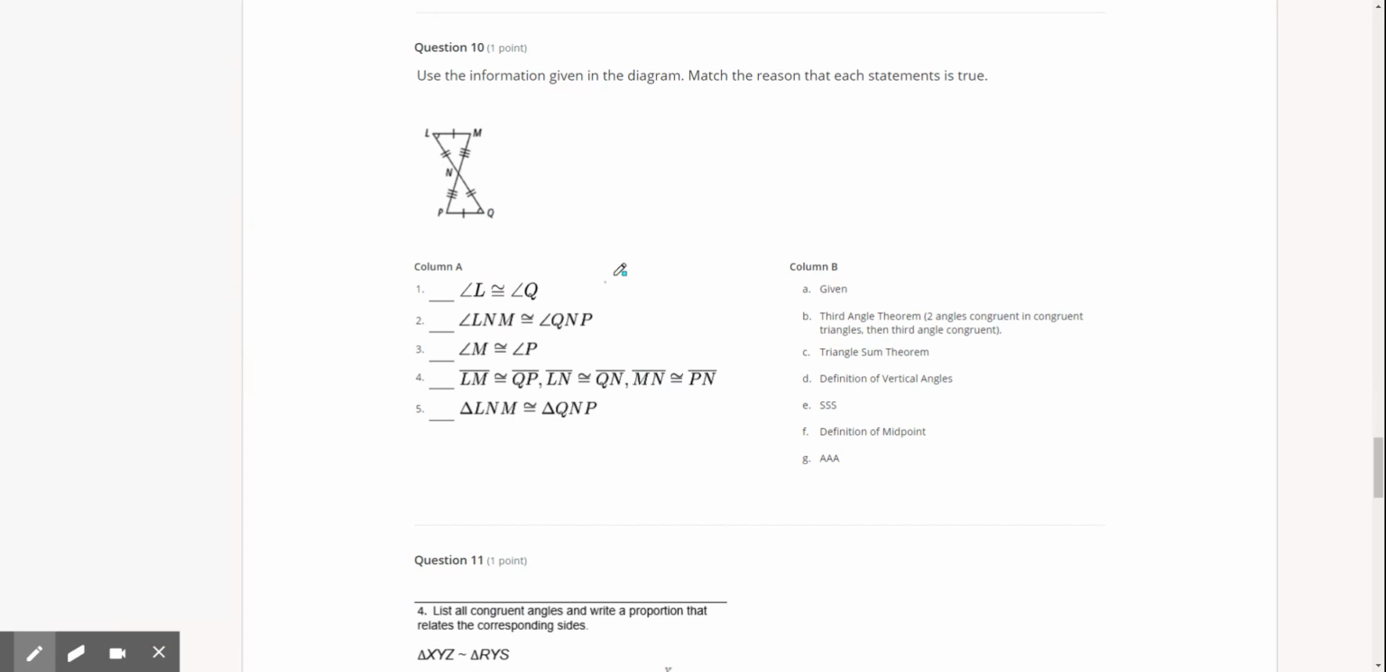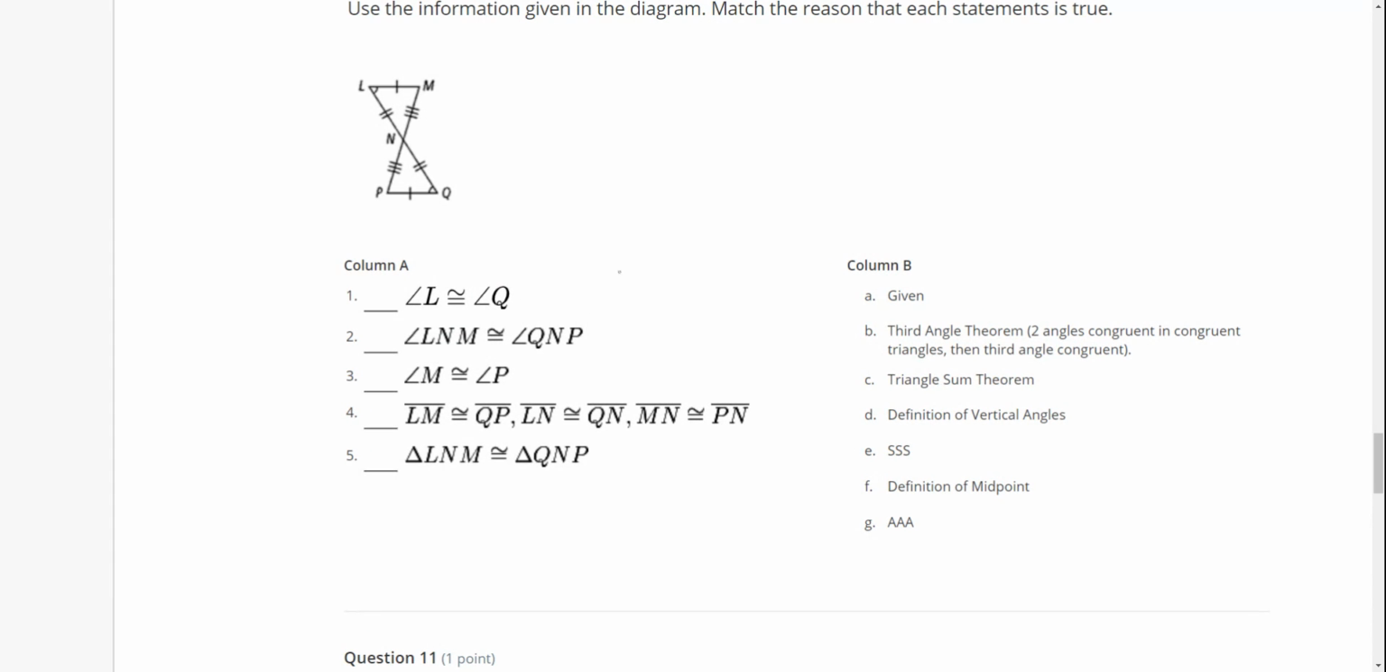All right, number 10. Done. There was a typo. This was an A. I just changed it. So if yours says A, I'm sorry. As I was looking at it this morning, I realized.